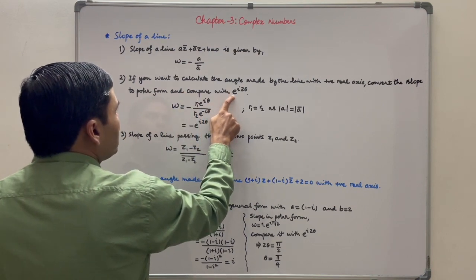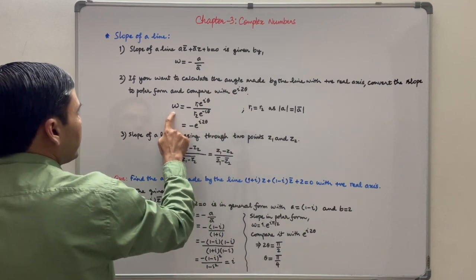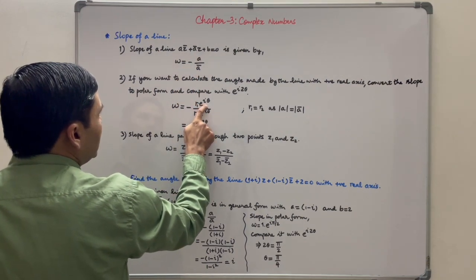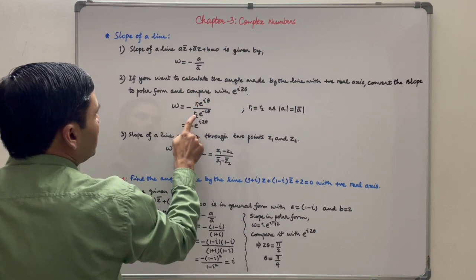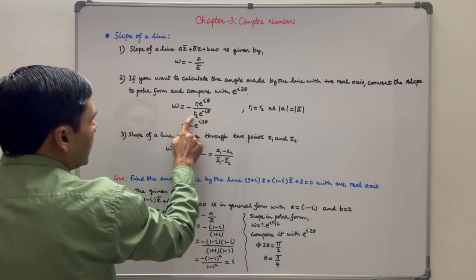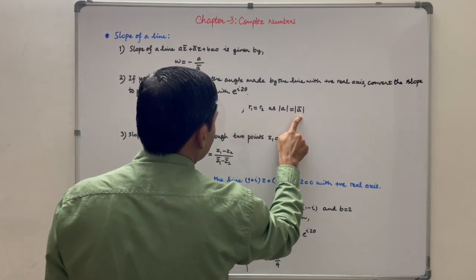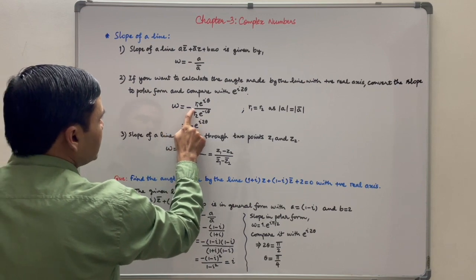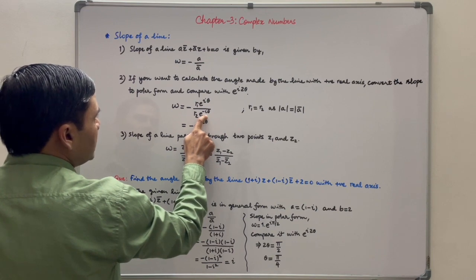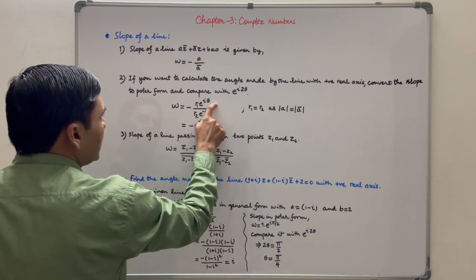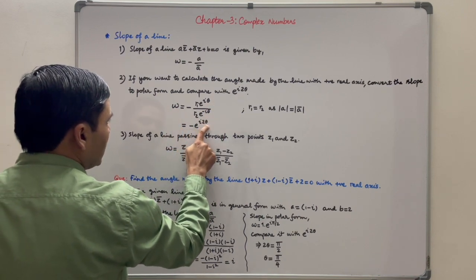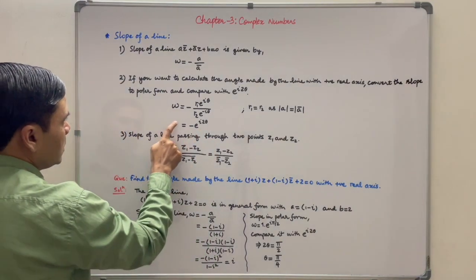Why to compare with e to power i 2 theta? Reason is here. a can be converted to polar form as r1 e to power i theta, and a bar can be converted to polar form as r2 e to power minus i theta. Here r1 is equal to r2 as mod a is equal to mod a bar. So omega is equal to minus e to power i theta upon e to power minus i theta. e to power minus i theta will go to numerator as e to power i theta. So omega is equal to minus e to power i 2 theta. We will do this question based on this.